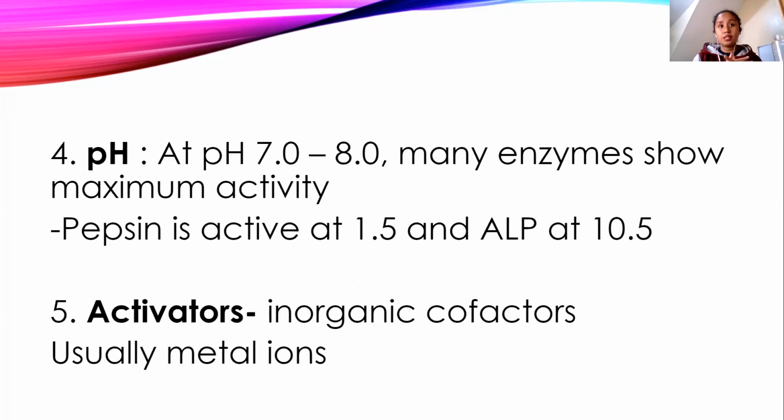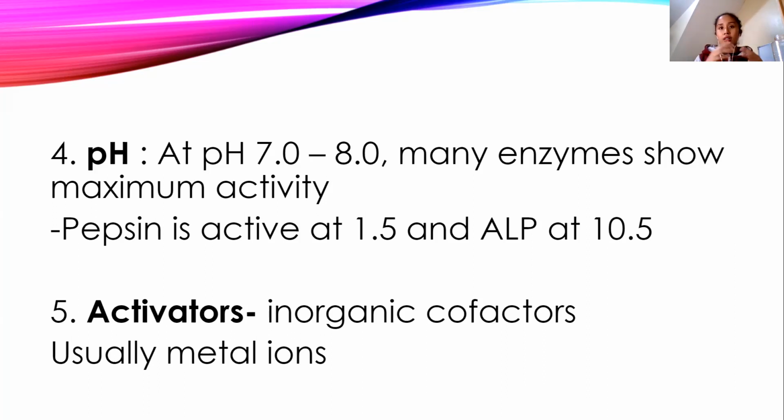We have pepsin. Pepsin is found in the stomach, diba? So pepsin is active at pH 1.5, so very acidic. And ALP is alkaline phosphatase. From the word alkaline, alkaline phosphatase loves a basic environment, at pH 10.5. So, class, we will test for alkaline phosphatase one of these days in the laboratory.